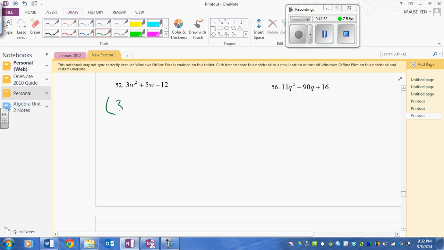So 3w and w. I have to multiply to negative 12. So I can use negative 3 and 4, or negative 2 and 6, or negative 1 and 12. Maybe the sign has changed. So I'll try these. I can't put the 3 in the first one, so I'll put a 3 here and a 4 here. That's 9, and that's 4.